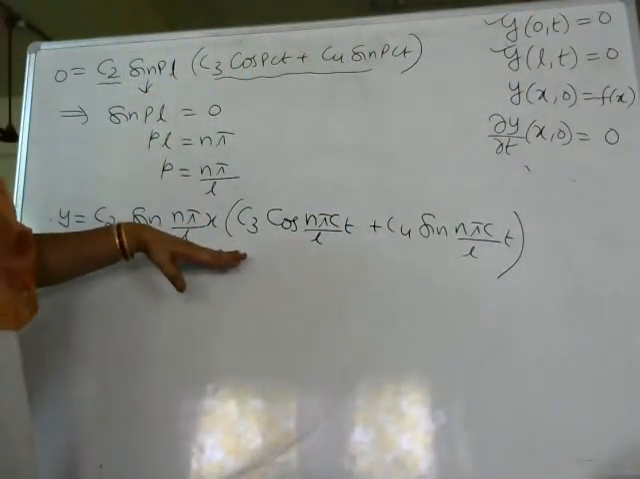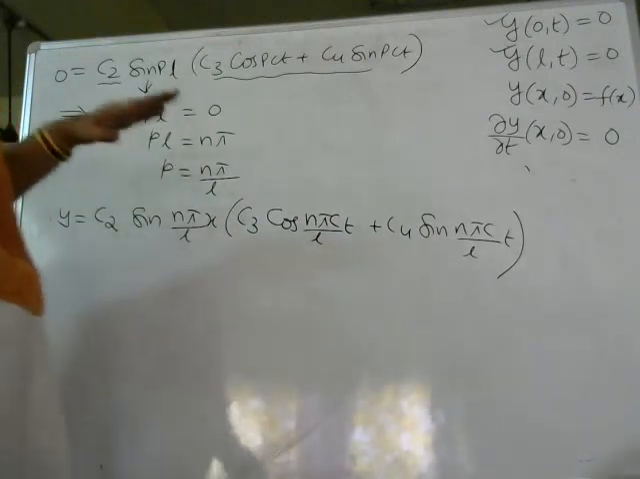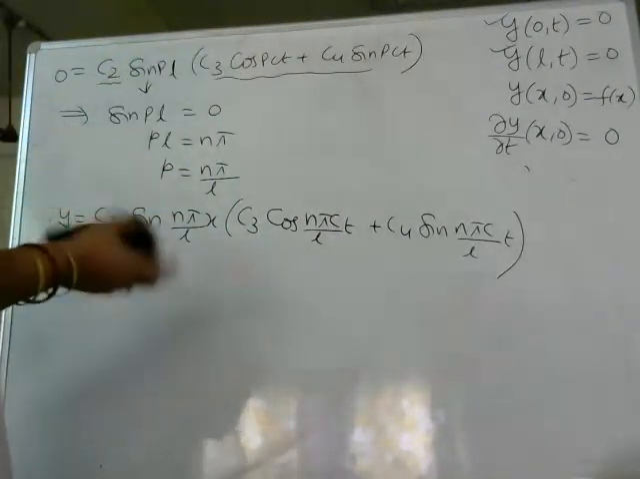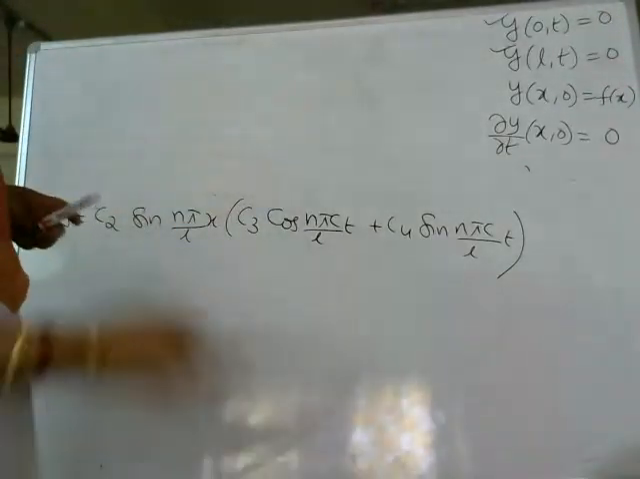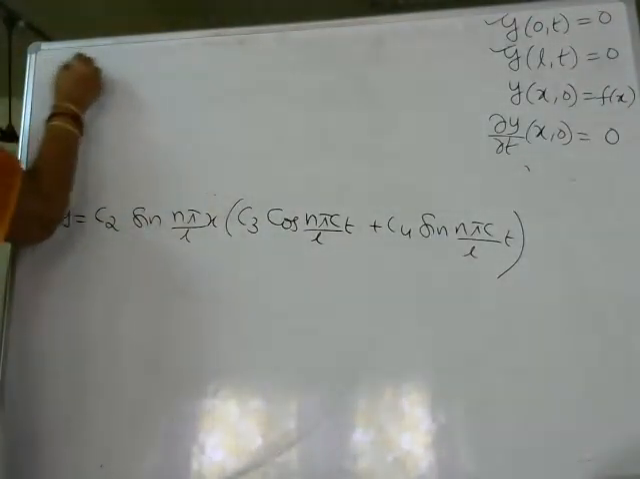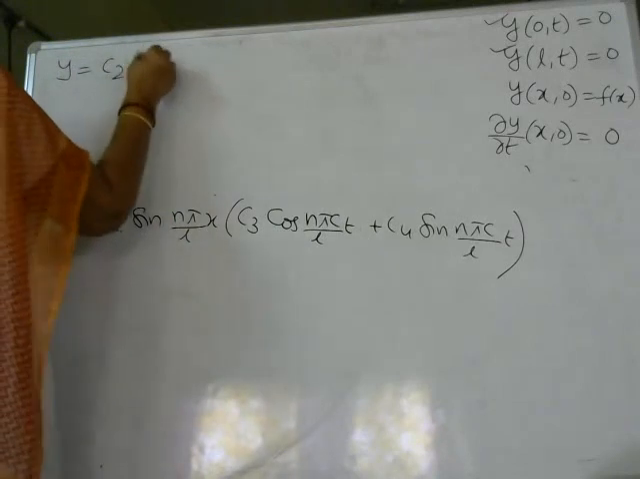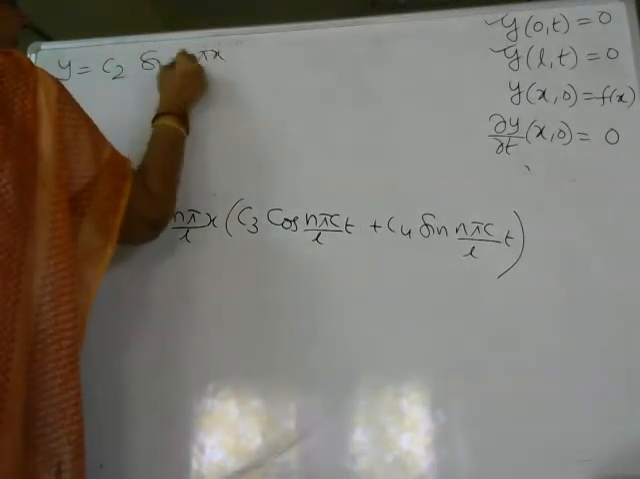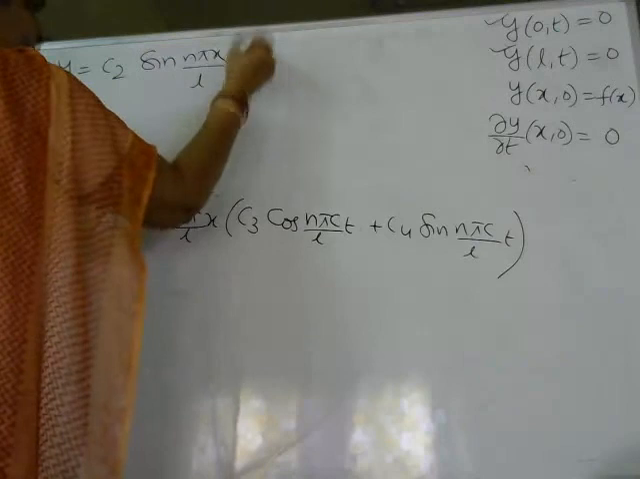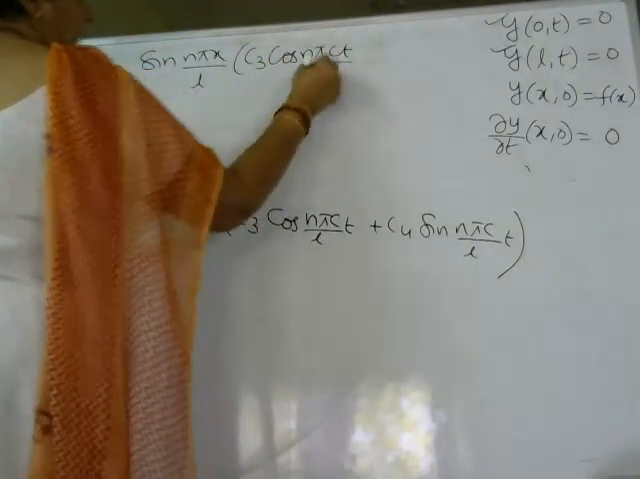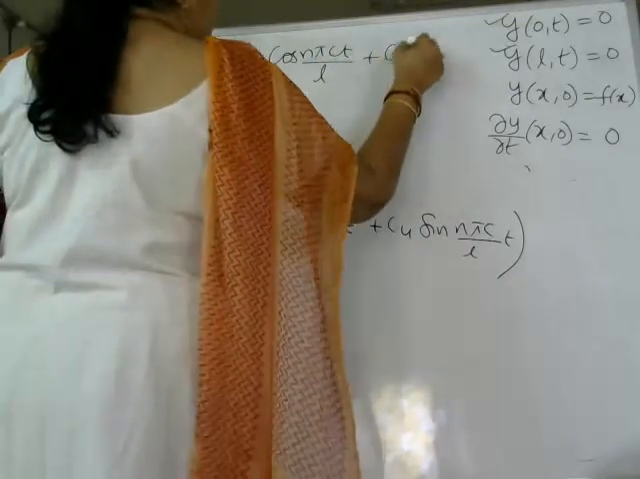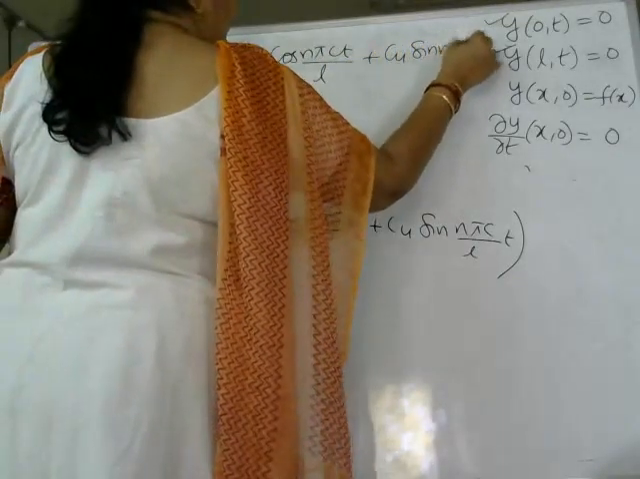You can complete the wave equation till here. From this, I will tell you how to continue. From this, so what is the value of y? I will write it here clearly. So y is equal to C2 sine n pi x by L, C3 cos n pi C t by L plus C4 sin n pi C t by L. So this is the condition.